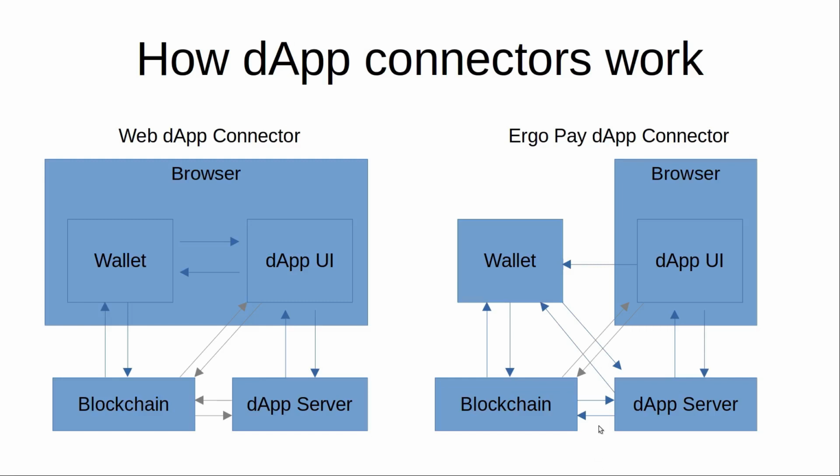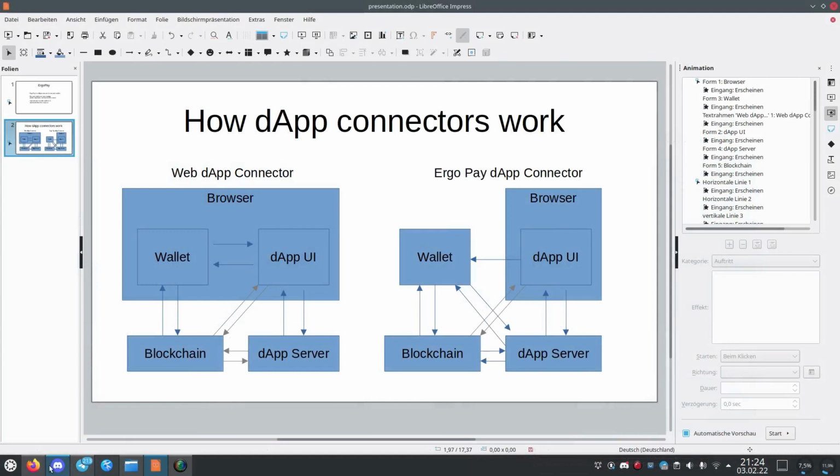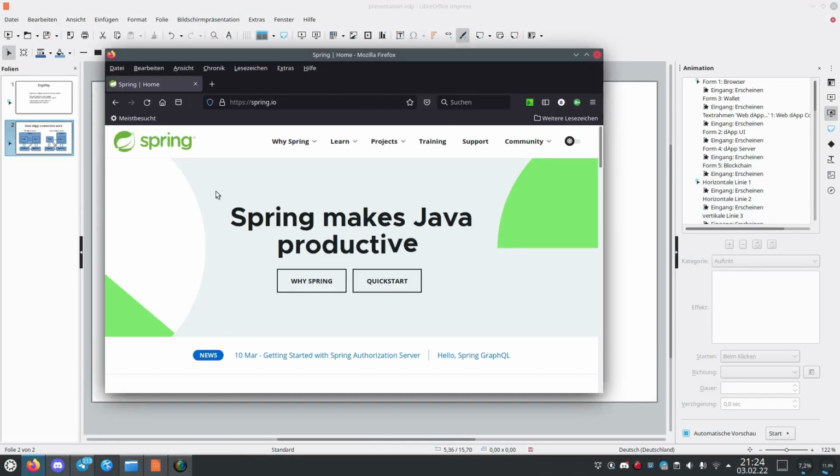So we see we have some logic that we have to implement here on the dApp server for ErgoPay. Such a web server can run different programming languages or frameworks. You are basically free to use whatever you like on the server. For this demonstration, I chose to work with Spring.